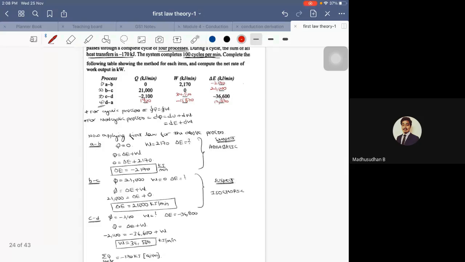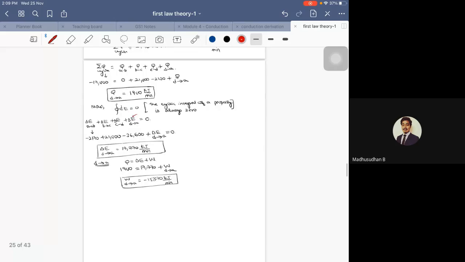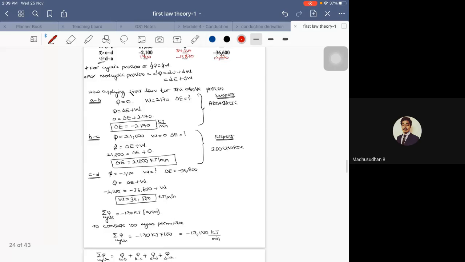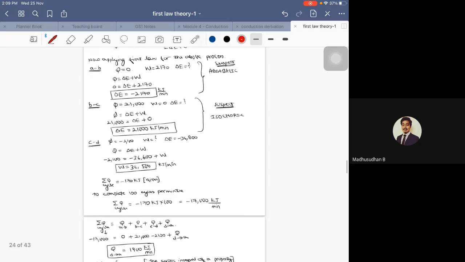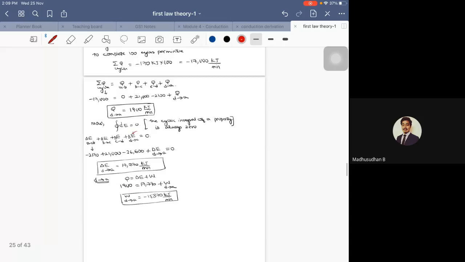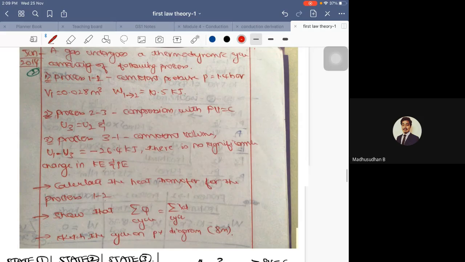So this is the problem, guys. Understood? Understood the problem? Yes, sir. So it's an easy problem where you apply the first law of thermodynamics in order to calculate the different values given in it. Okay, we shall look into another problem here.